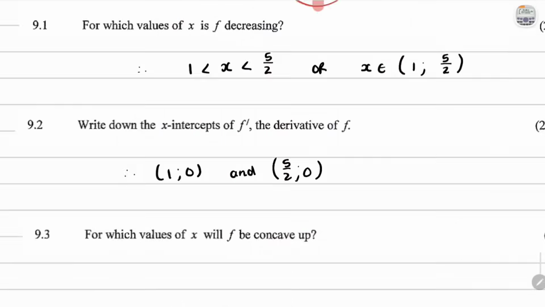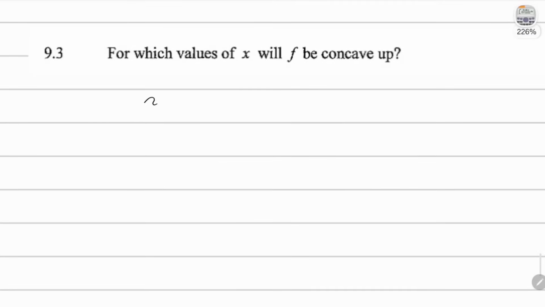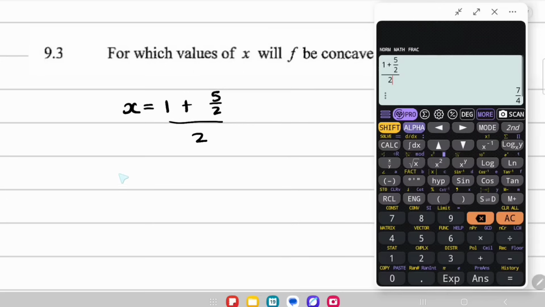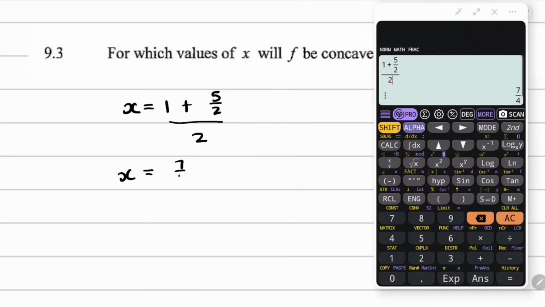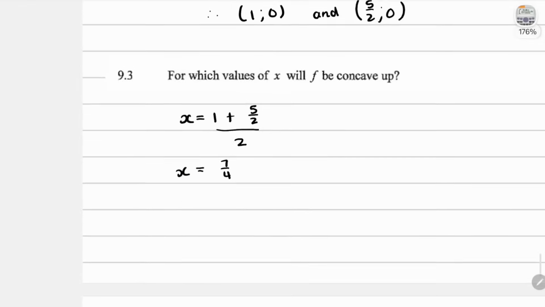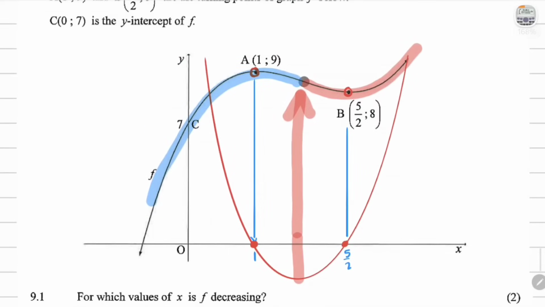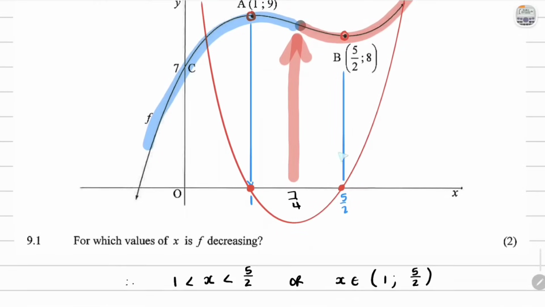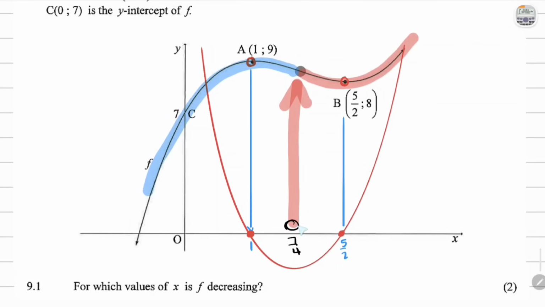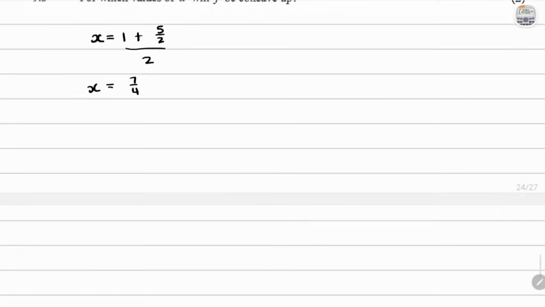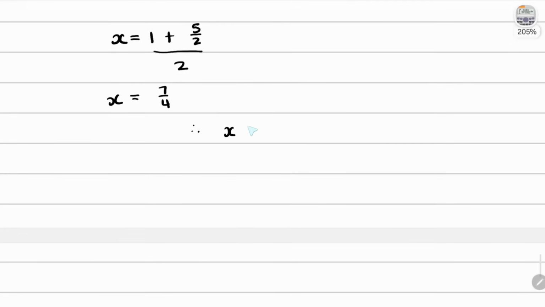So we're going to find that x value of the point of inflection by saying x is going to be equal to (1 plus 5) over 2, divided by 2, which is equal to 7 over 4. So 7 over 4. And now we can see where it will be concave up. We know it's concave up here, and we know this is 7 over 4. So it's concave up for all the values of x that are greater than 7 over 4 because it's concave up all through there. So our final answer is therefore x is greater than 7 over 4.